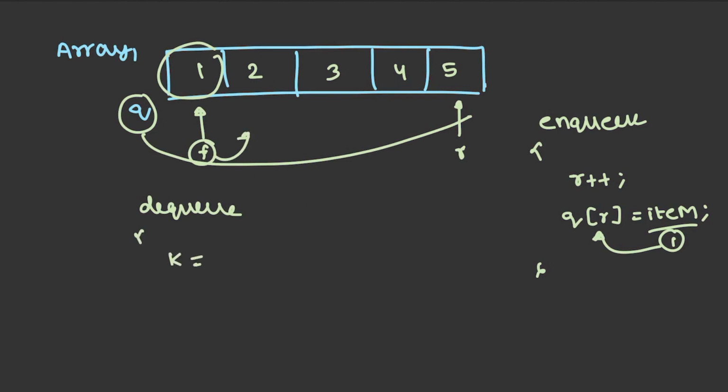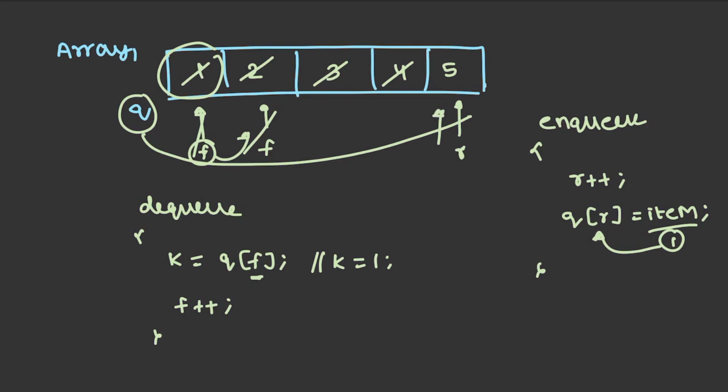So let's say I am taking it to an integer k, q of front. So k will actually be having 1 in this case and then I need to increment the front pointer also. So front plus plus. This will actually take the front pointer to this case and I repeat this operation. So I have dequeued 1, 2, 3, 4 and let's say the front pointer is here. And if I want to dequeue further, front will actually try to access a memory location which has not been initialized by the array or it is out of bound.